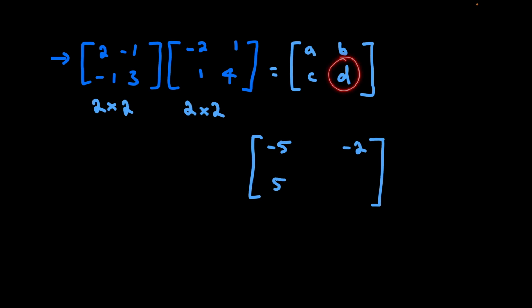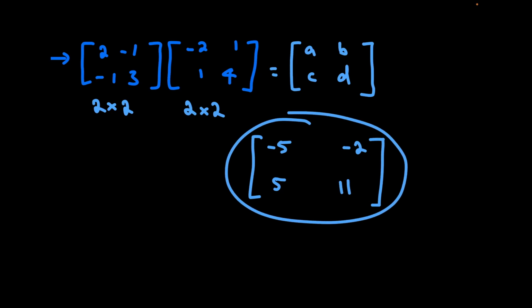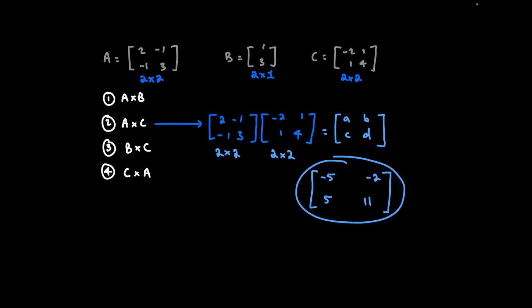Then in the last entry, D, we can use the second row as well as the second column. So -1 times 1 is -1, plus 3 times 4 is 12. So this gives us 11. And this is the value of the matrix when we multiply these two together. And that's how you work it out.